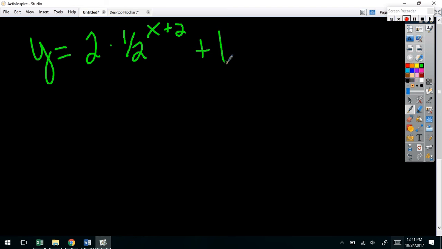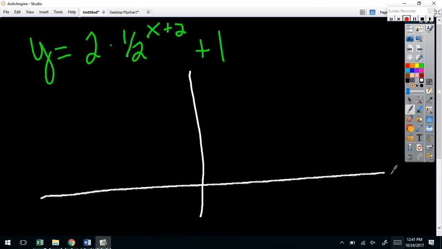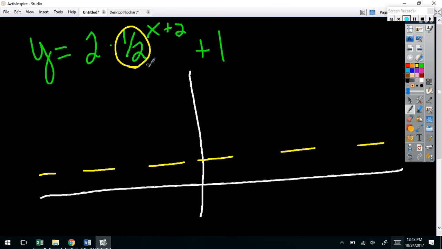So looking at this, what is my asymptote? 1. Is it going to be growth or decay? Decay. Why is it decay? Because it's smaller than 1. My b is less than 1. Is it going to be above that asymptote or below that asymptote? Above that asymptote because it's positive.